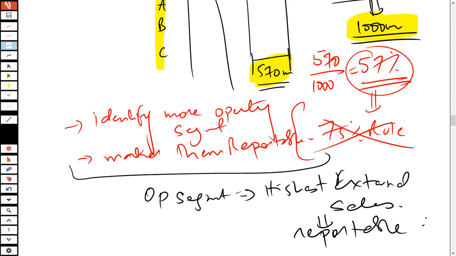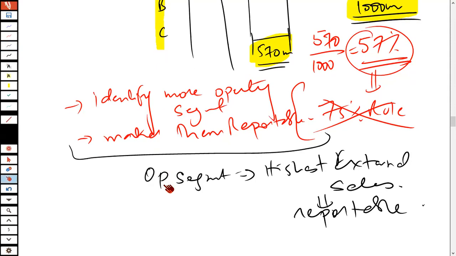Even if they don't meet any of the 10% criteria of sales, of assets, or of profit, you just have to make sure that you end up getting the total external sales of all reportable segments to be 75% of the entity's external sales.